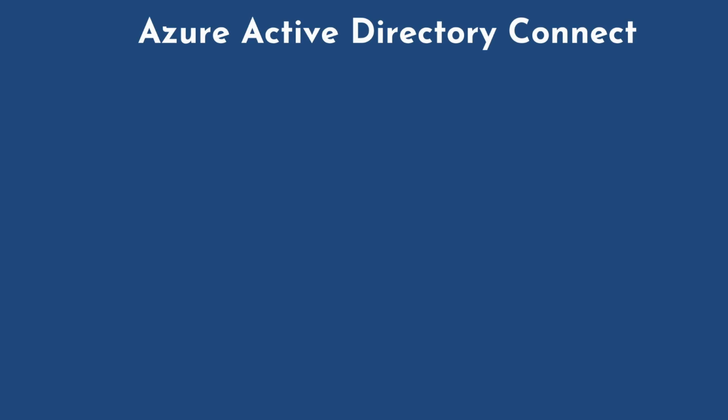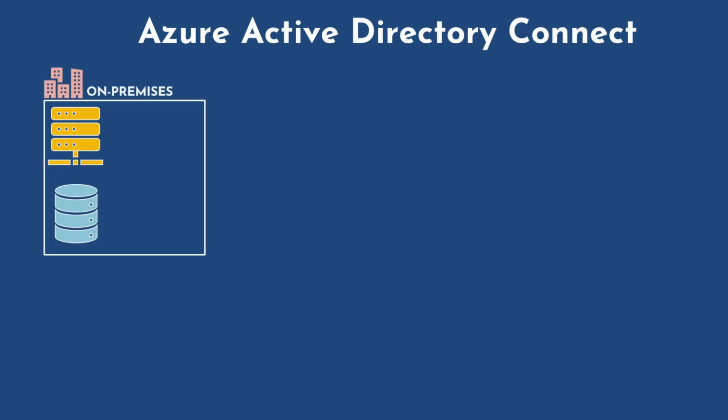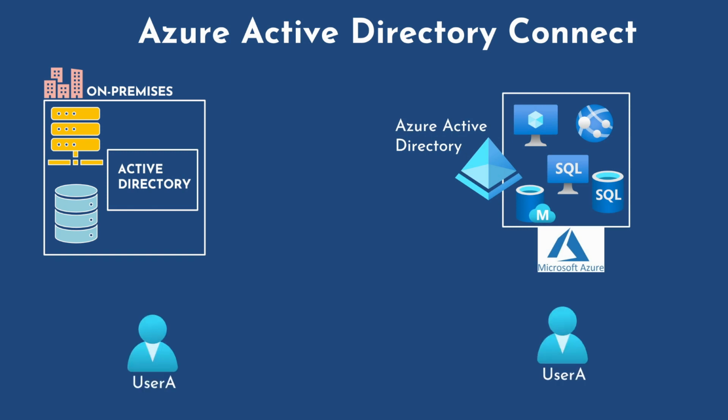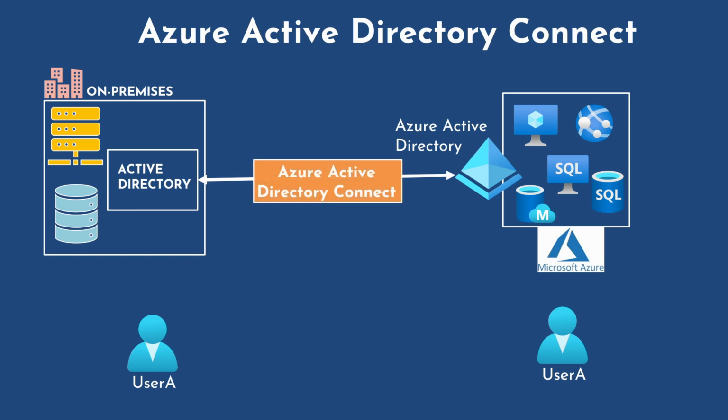Now let's talk about Azure Active Directory Connect. If you had an on premises environment running Active Directory and a cloud deployment using Azure Active Directory, you would need to maintain two identity sets for the same identity. However, you can connect Active Directory on premises and Azure Active Directory, enabling a consistent identity experience between cloud and on premises. Users can use a single identity to access on premises applications and cloud services such as Microsoft Office 365.